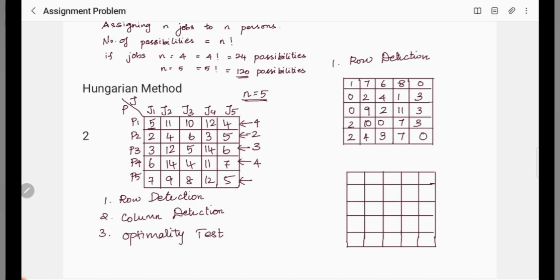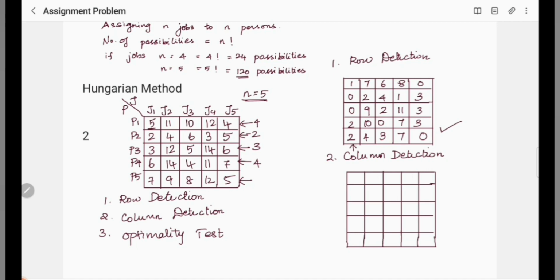So this is our row deduction. We have to consider each and every row. The minimum element in the row should be subtracted from all the other elements in that row. After doing this, the next step is our column deduction. For column deduction, you have to consider the matrix which we got from the row deduction. That is, the row deduction matrix is the input for column deduction. So you have to consider each and every column in this matrix.